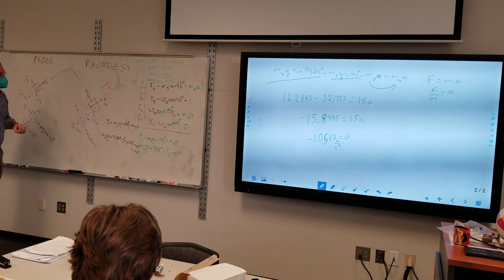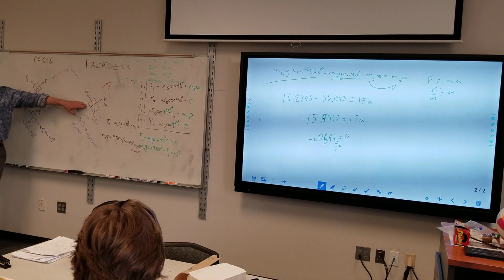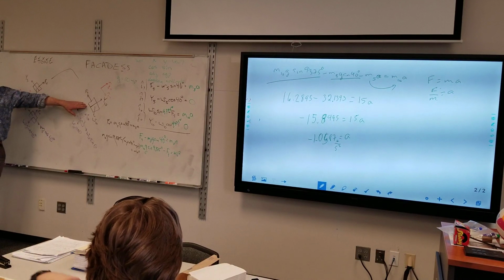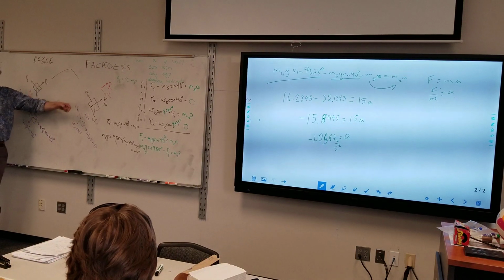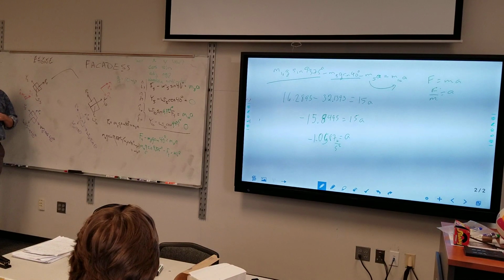So if there's friction, which way will friction be acting on this guy? Up and to the left. On the box, down and to the right. Oh wait, it's like trying to oppose movement. Yeah, it opposes the desired motion.